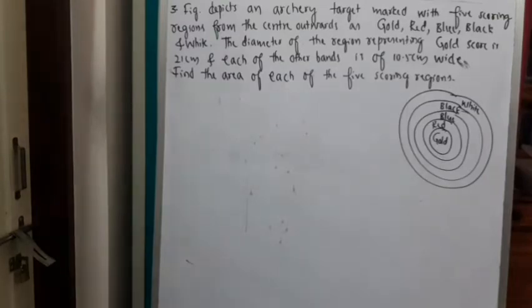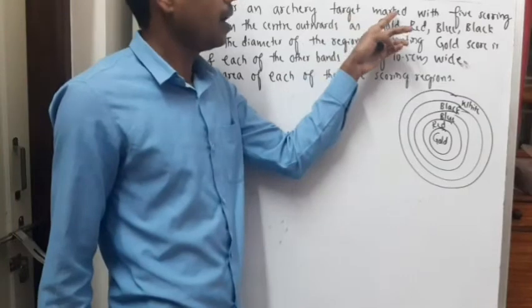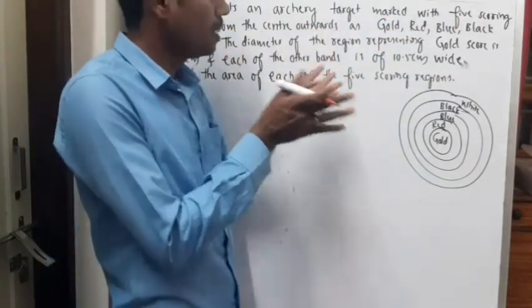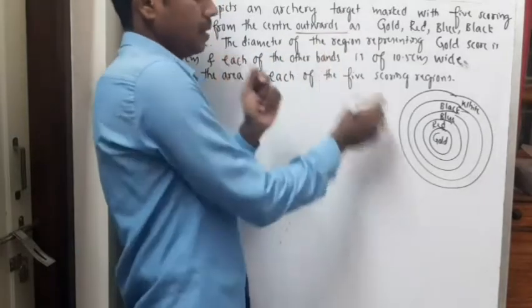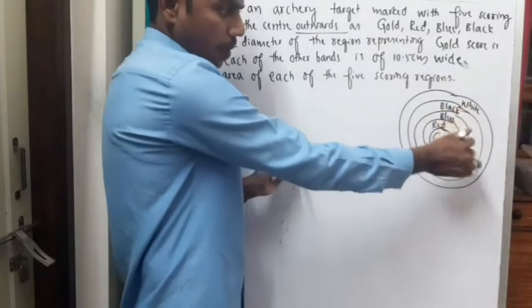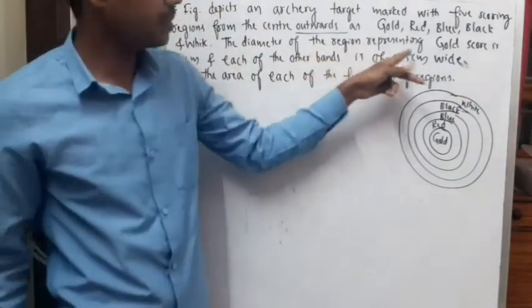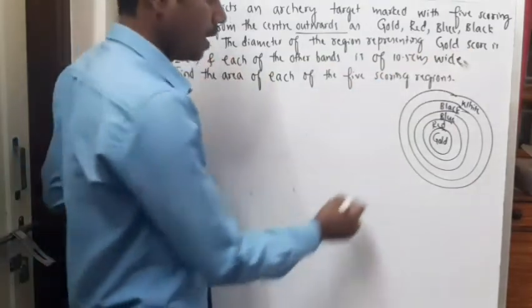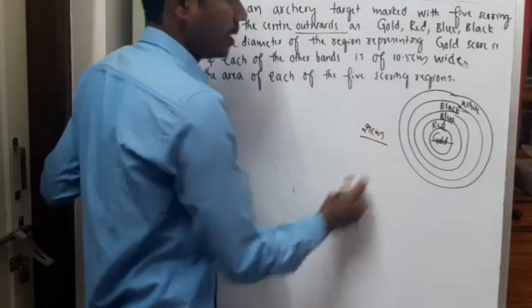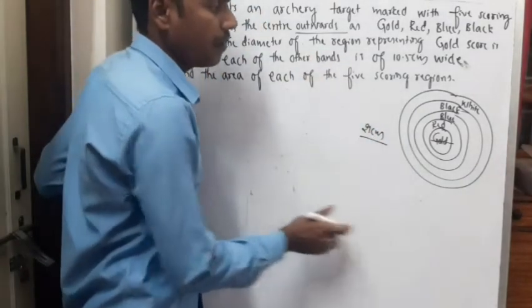See, third question. The figure depicts an archery target marked with 5 scoring regions from the center outwards: gold, red, blue, black and white. The diameter of the region representing the gold score is 21 centimeter. This diameter is 21 centimeter. And each of the other bands is 10.5 centimeter wide.